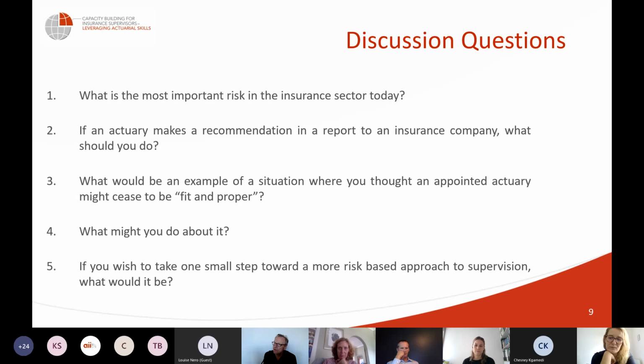And Clinton, you would make the request to the company to change the actuary. So perhaps you could say a little bit about why you would do that.